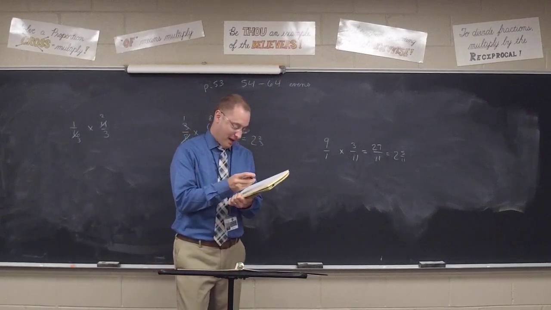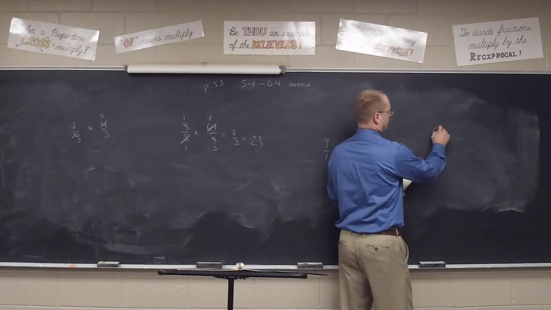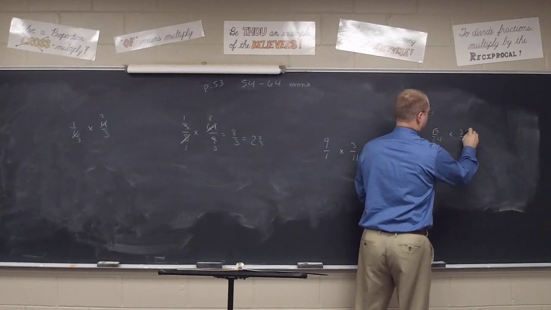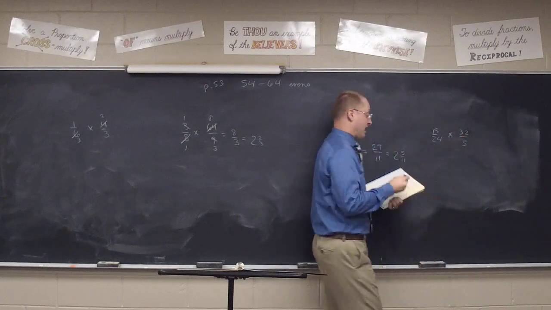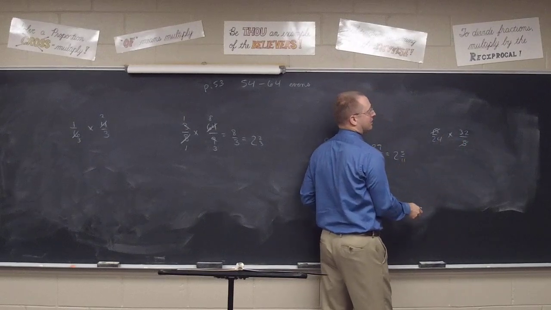Number 60. I'm not going to write that down. Instead, Paige, I should write 15 over 24 times 32 over 5. 32 over 5. There we go. You said it right. I just wrote it wrong. And of course, I can cancel the 15 and 5 to get 3 and 1.